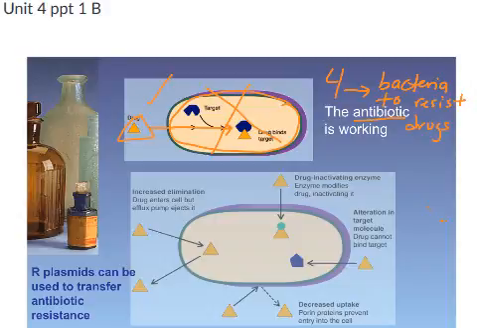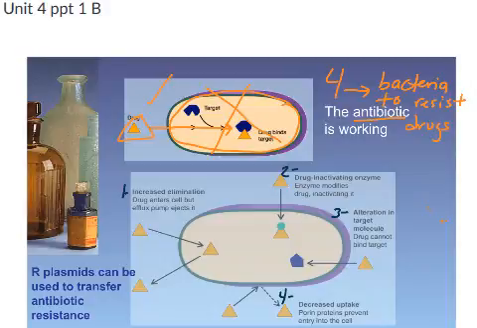But now if you take a look at the bottom, these are the 4 ways that drugs actually don't work. So you need to know these 4 names. The first one is increased elimination. The second one is drug inactivating enzymes. The third one is alteration in target. And the fourth one is decreased uptake.